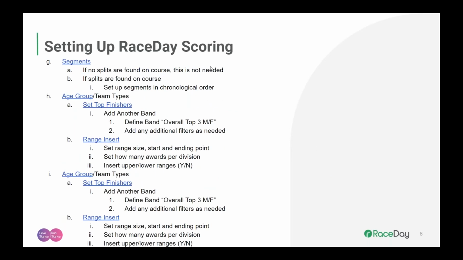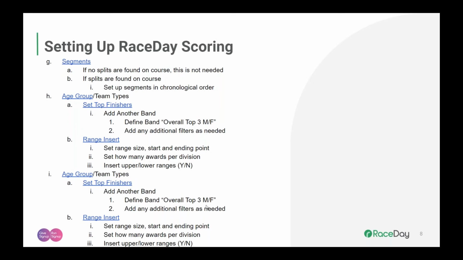Segments, again, we're doing a very, very simple event today, so we're not going to be talking about segments, but we did a whole presentation on segments for both a marathon and a triathlon, which this will link you into. Setting up age groups and top finishers for bands of top finishers like overall or masters, you can set all this up. Then we go into range insert for age groups. And so once we get into age groups, we can set like the range size, ending point, things like that.